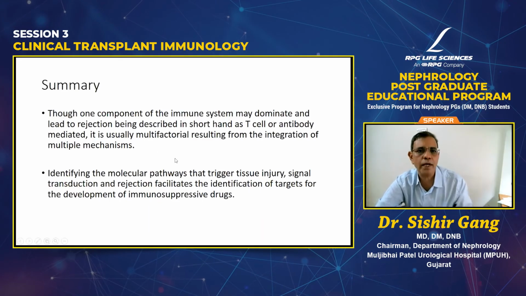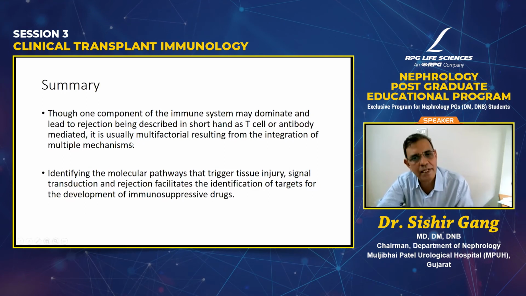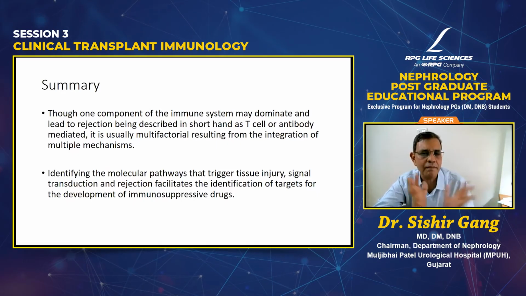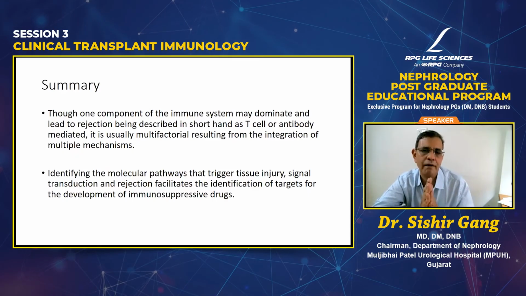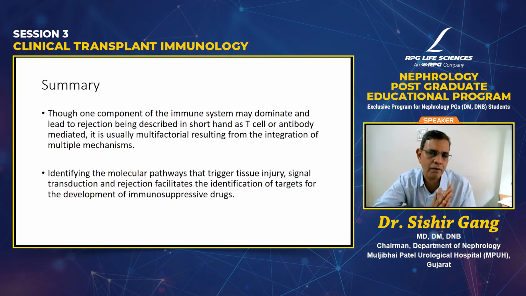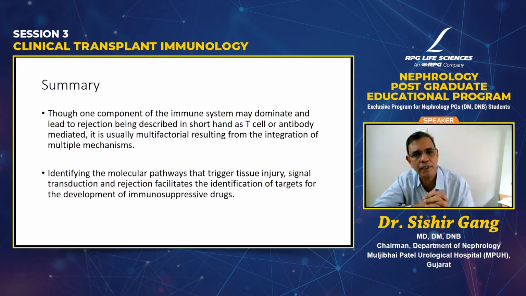So in summary, though one component of the immune system may dominate and lead to rejection, which we describe in short as T cell or antibody mediated, actually it is multifactorial, resulting from integration of multiple mechanisms. So it is not that the T and the B cell rejections are separate. They are like a coordinated system where we have the Navy, the ground army support, and also the Air Force. All of them coordinate together. And therefore, India also decided to have a common command.